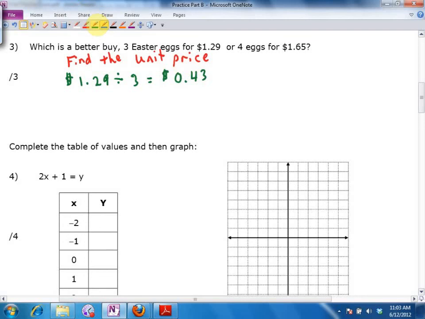And then, I'm not going to add anything, okay? What I'm going to do is the same process for the other one, but it has 4 of them for $1.65. Divide that, and I get a price of, well, it's going to be for one, something or other. So say 41 cents. And so, which is the better price? The 4 eggs.